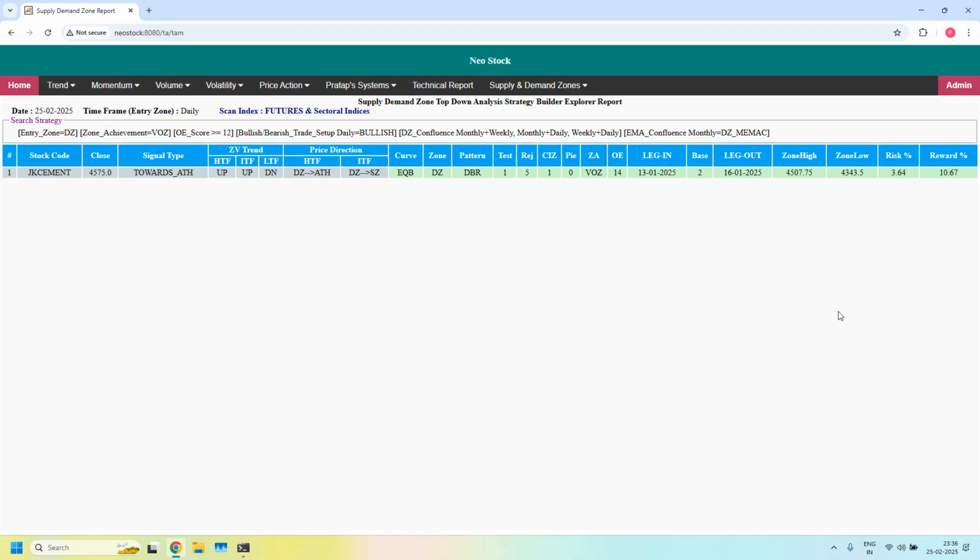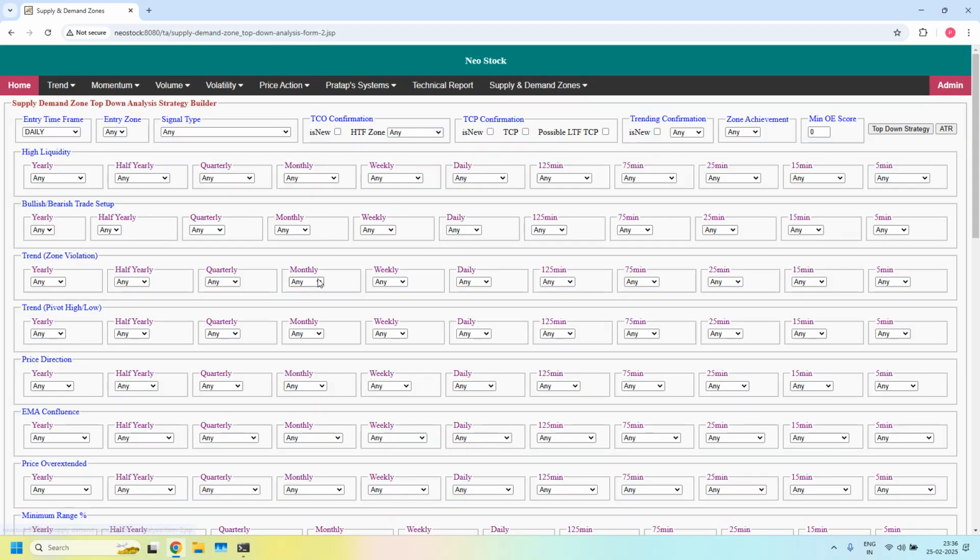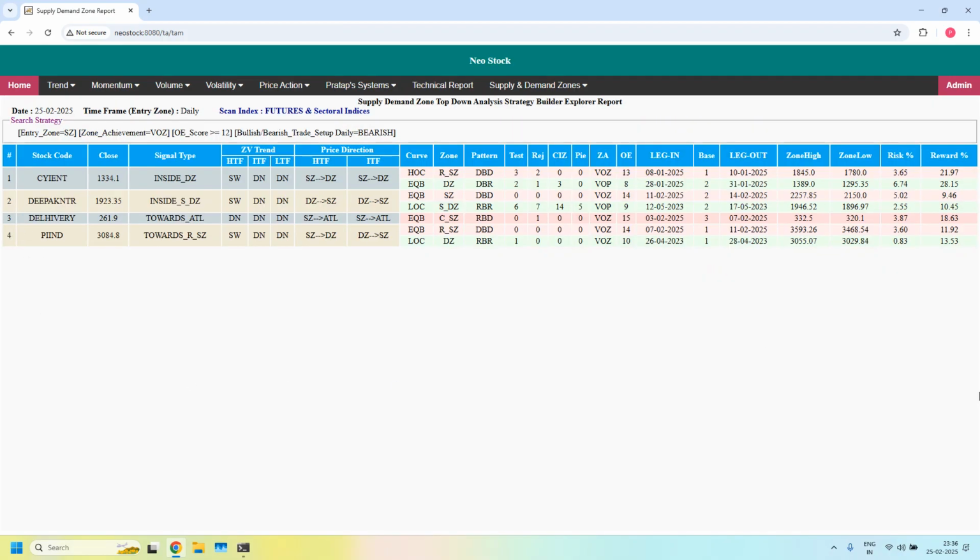Next, bearish trade setup for monthly income trade. Entry time frame is daily, entry zone, supply zone. In bullish or bearish trade setup at daily, I am selecting bearish. Zone achievement violated opposing zone. Minimum odd enhance score 12. With these filters, we got 4 stocks. These 4 stocks are currently supporting bearish trade setup for monthly income trade. Entry time frame zones are daily supply zones.